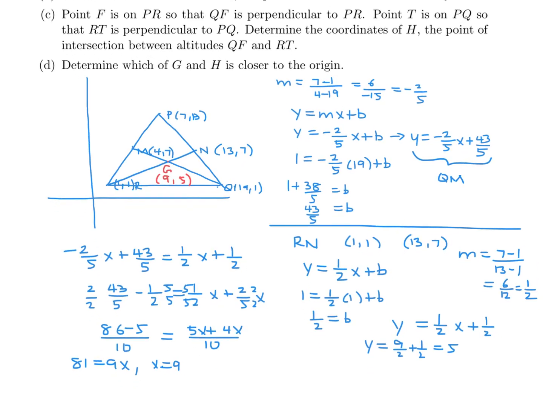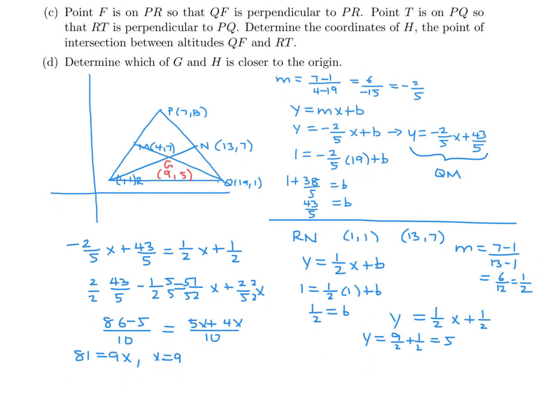Moving right along, point F is on PR so that QF is perpendicular to PR. Point T is on PQ so that RT is perpendicular to PQ. Determine the coordinates of H, the point of intersection between QF and RT. Okay, all right. I'll just use the same diagram. I don't think it should be too messy.